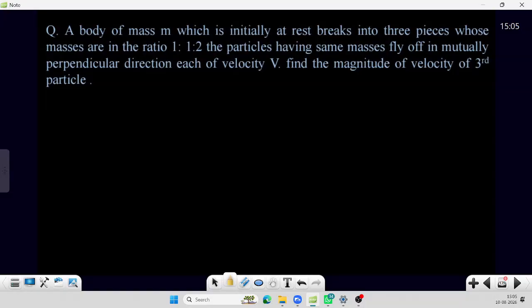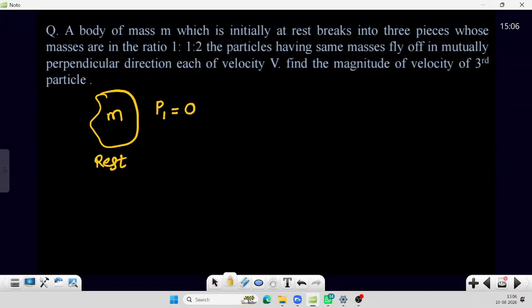Okay, now you tell me. Initially, I have one body. What they're saying here is we have one body, and the mass of this body is m. Initially, this body is at rest. So what is the initial momentum of this body? It will be equal to 0, isn't it?